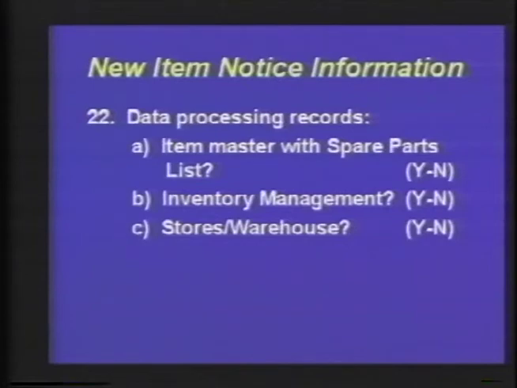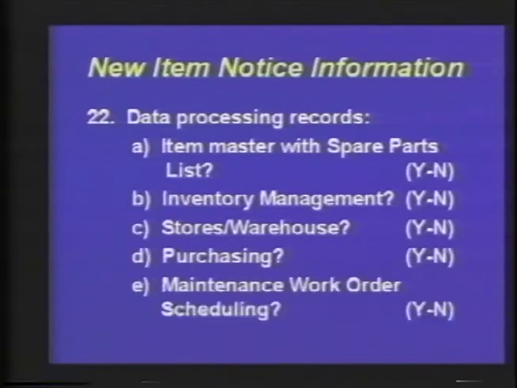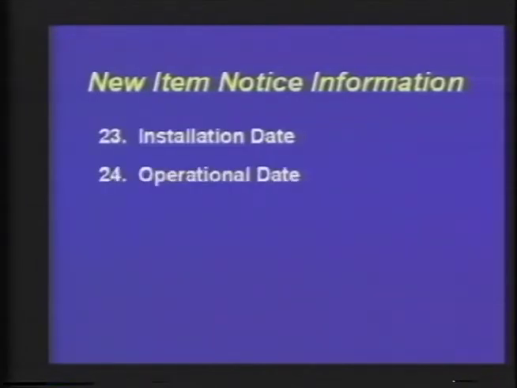Stores and warehousing would go into function 5. Purchasing would go into function number 4. The maintenance work order planning and scheduling activity would go into number 7. And all of the financial information for that equipment or asset would go into function number 9. And then again, we have installation data and operational data and any other information that you require for a new item, whether it's a new spare part or a new piece of equipment or asset.